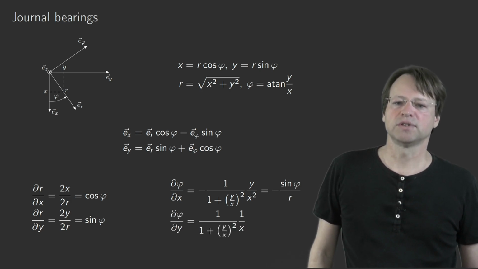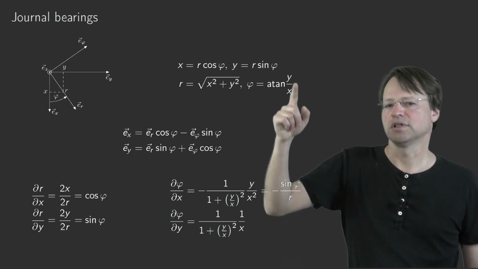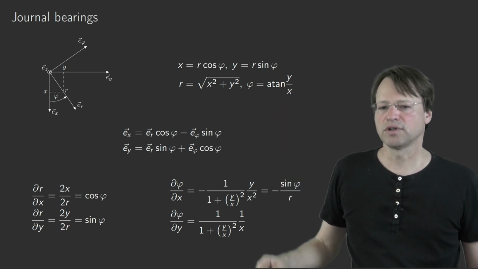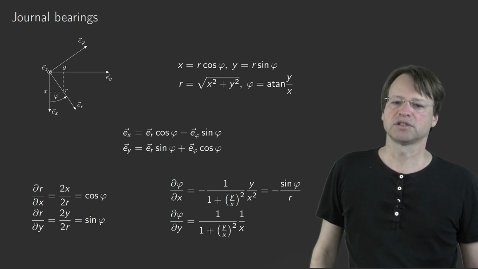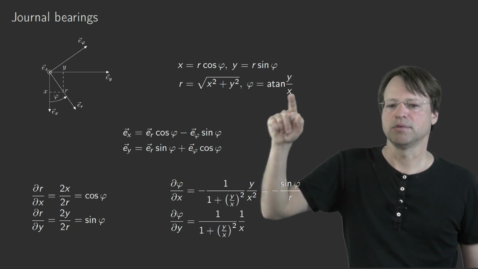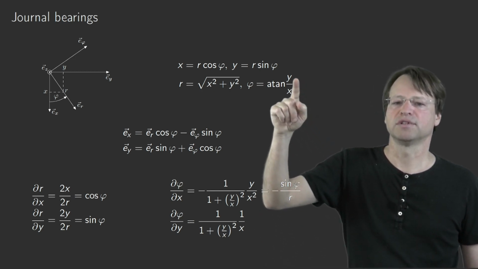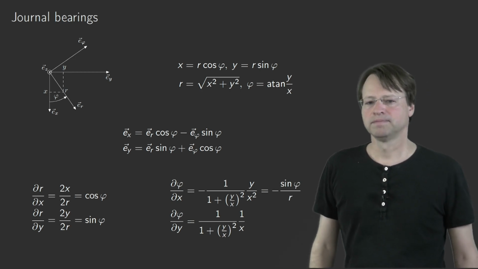Same can be done with respect to y. So again, for the exterior derivative, or for the derivative of the arcus tangent function, we get 1 divided by 1 plus y divided by x squared. And now the inner derivative is a little bit simpler. It's just 1 divided by x because you take the derivative with respect to y here.